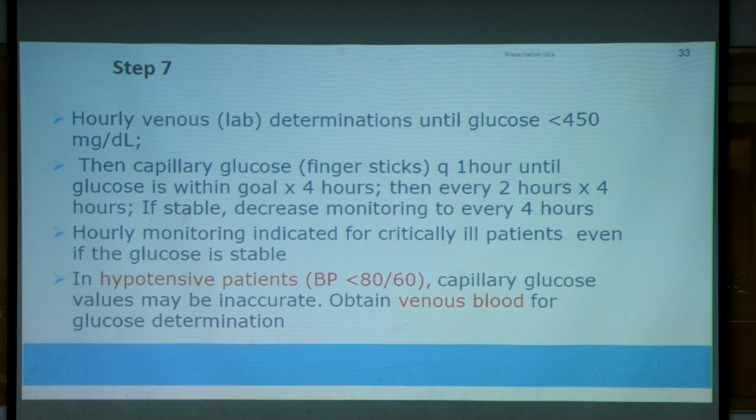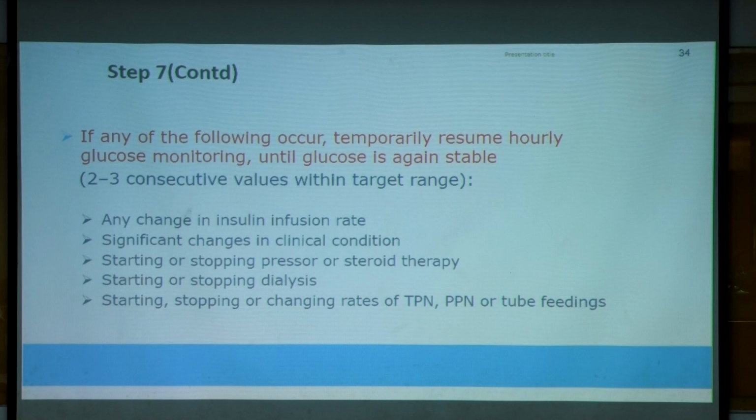If the patient is hypotensive, with blood pressure less than 80 to 60, the capillary glucose values may be inaccurate. So in that case, for patients with hypotension, definitely only the venous sample you can rely upon, not the capillary blood sugar level. And if any of the following occur, you can temporarily resume hourly glucose monitoring until the glucose is again stable. These are the things that you can do.